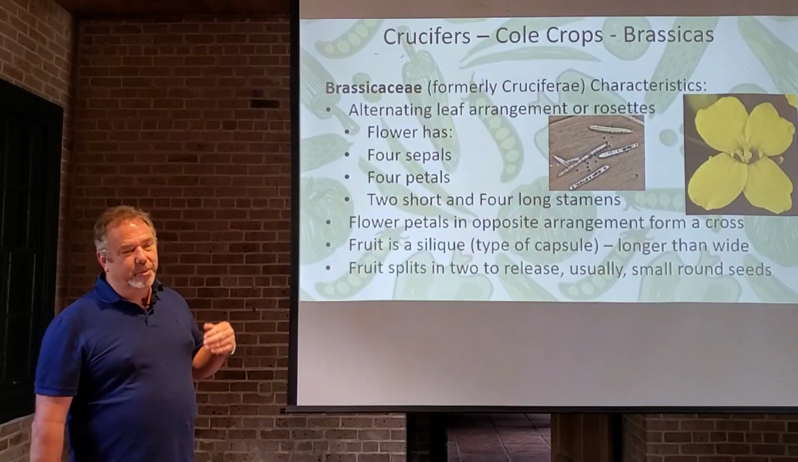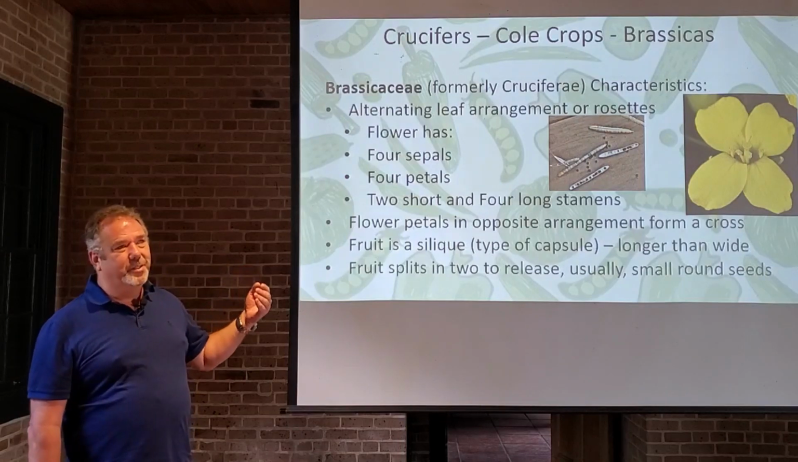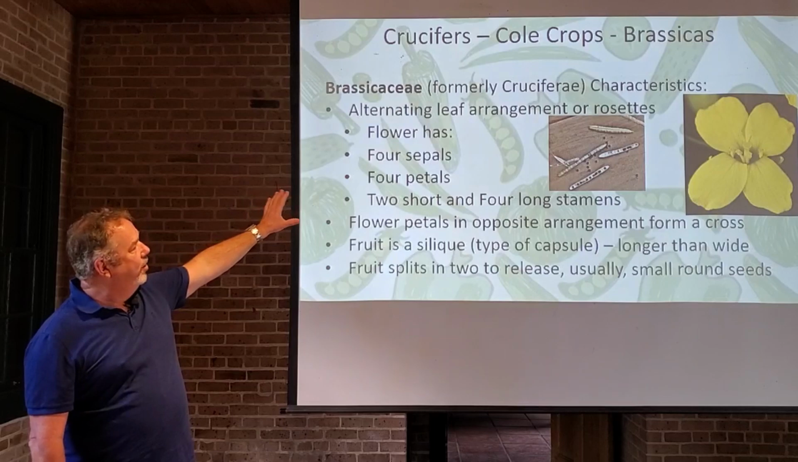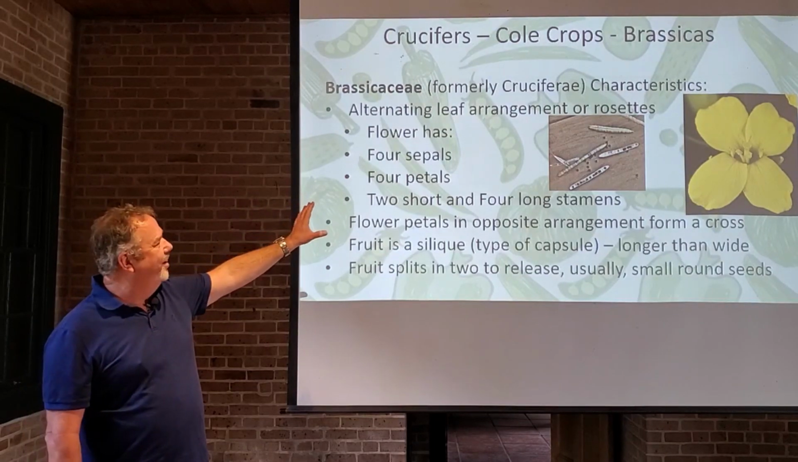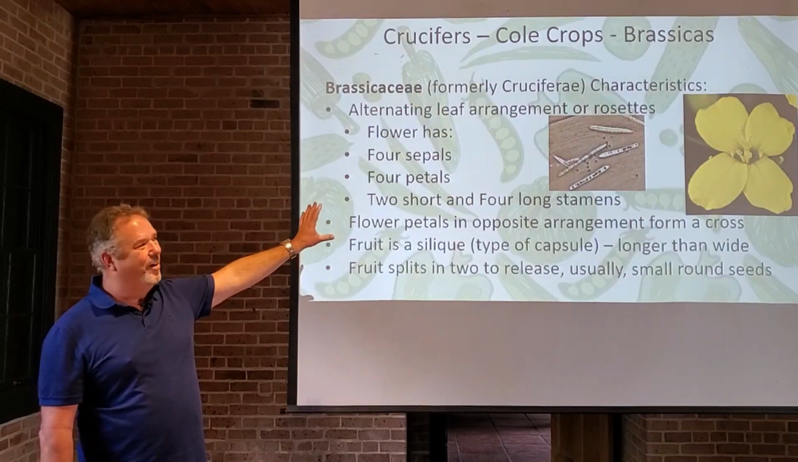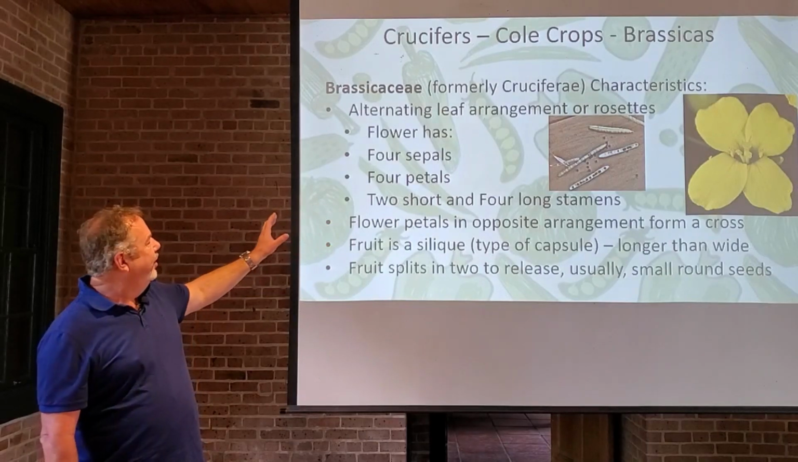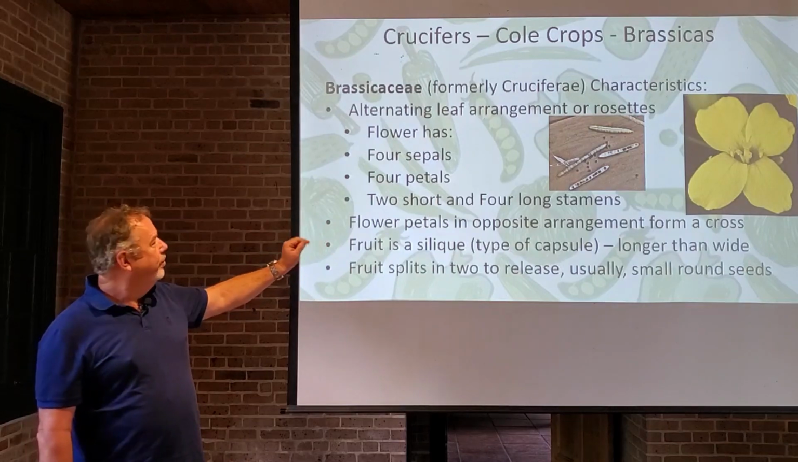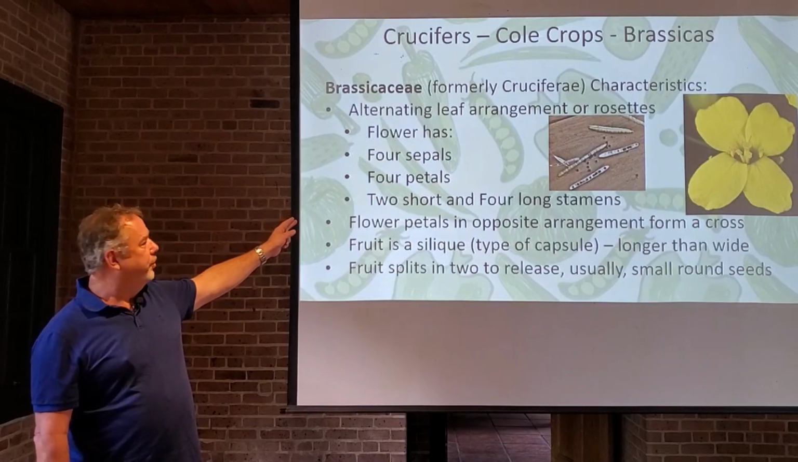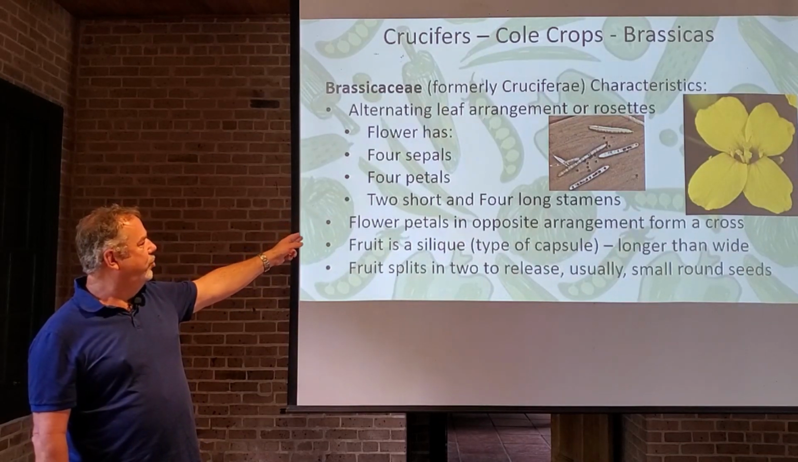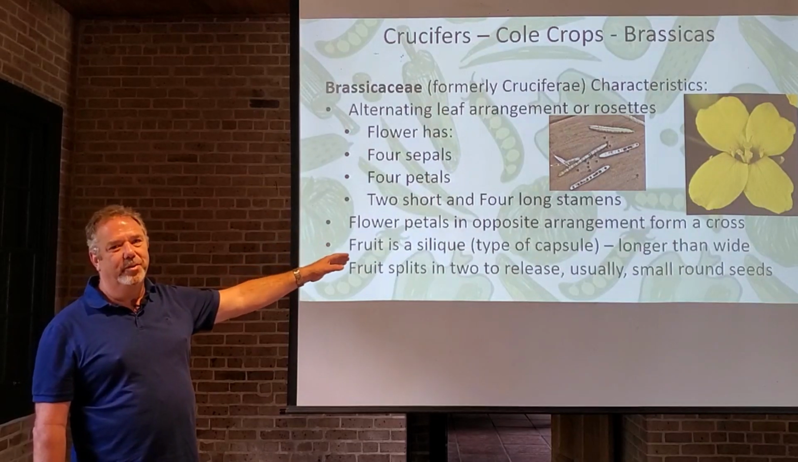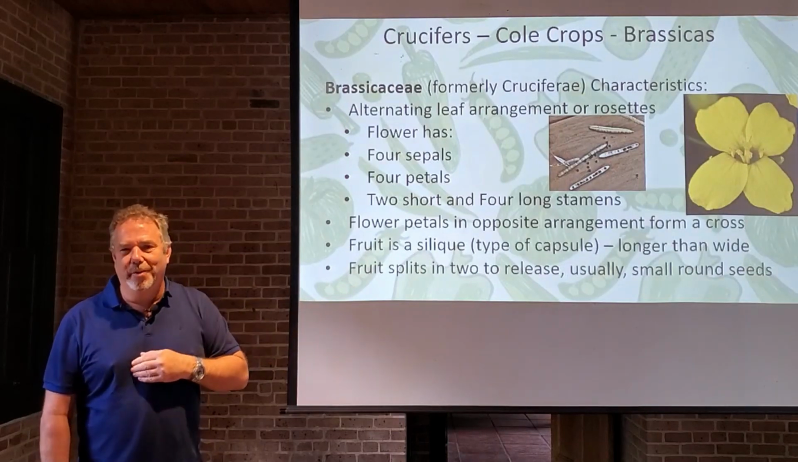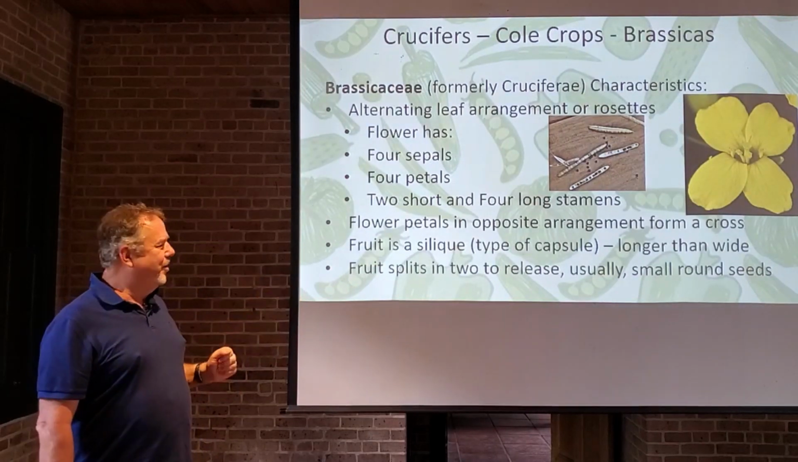And cruciferous vegetables are your cold crops, your brassicas, and these are in the Brassicaceae family, also formerly known as the Cruciferae. The characteristics are they have alternating leaf arrangements, or rosettes. The flower has 4 sepals, 4 petals, and 2 short or 4 long stamens. See, now, if we had told you all this before taking the botany class, you would not have known a thing we were talking about. So now you're caught up.